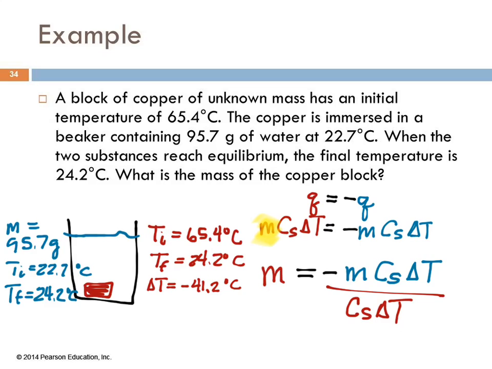What's the temperature change for the water? It's also the final minus the initial. The final is 24.2, and subtract the initial, 22.7. This one ends up being positive, 1.5 degrees Celsius.